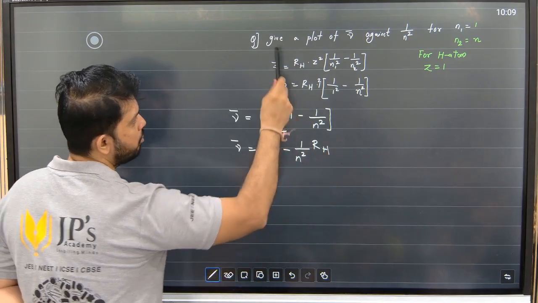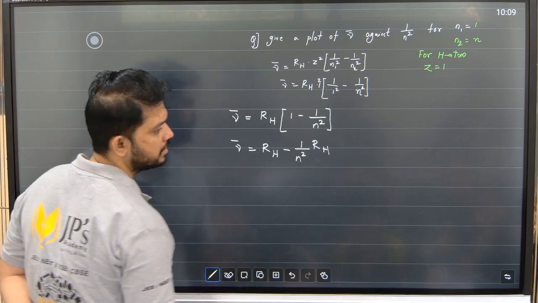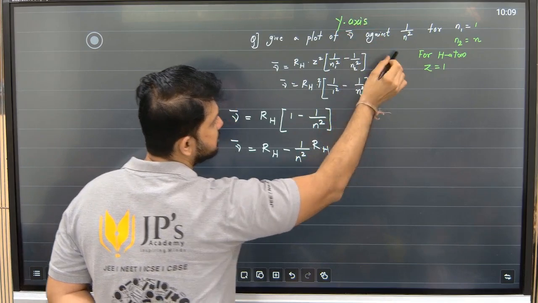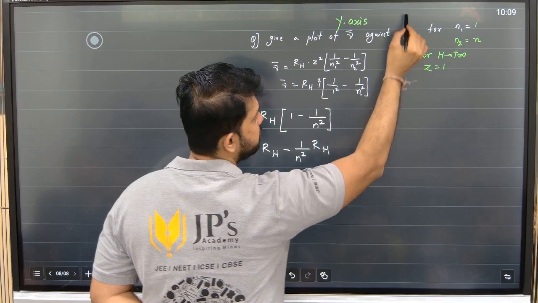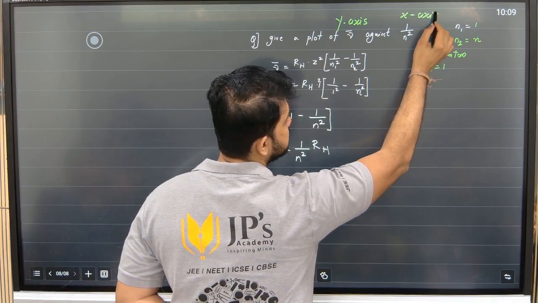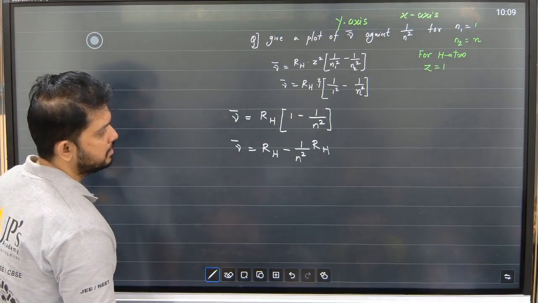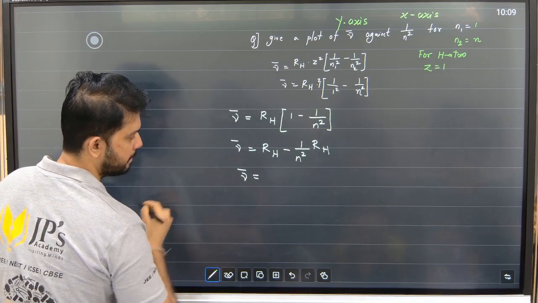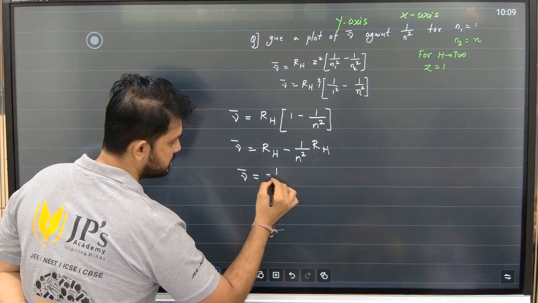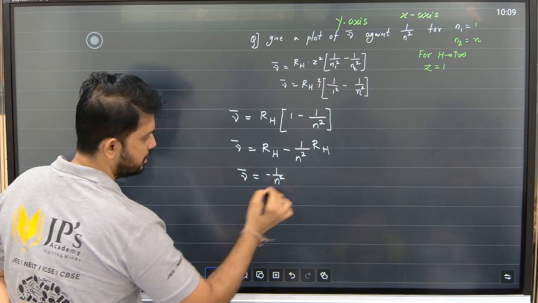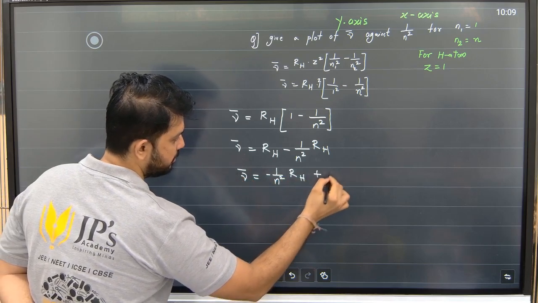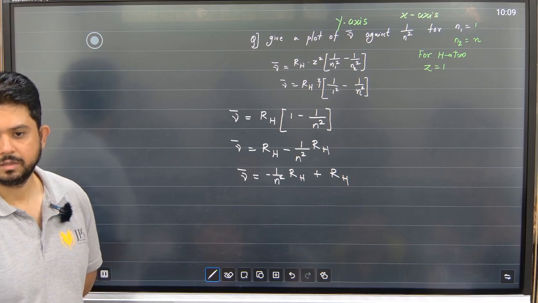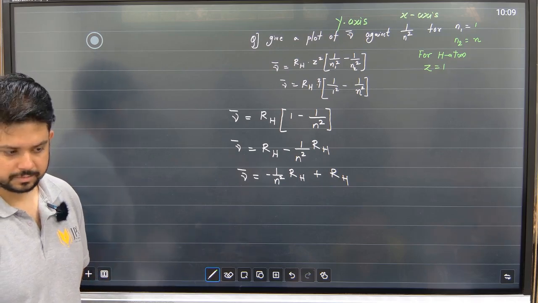We'll rearrange a little. Why? Because what do we want on the y-axis? Wave number against 1 upon n square. So people, 1 upon n square will be on the x-axis. So a little rearranging of the equation. So nu bar is equal to minus 1 upon n square RH plus RH. Any questions still here?